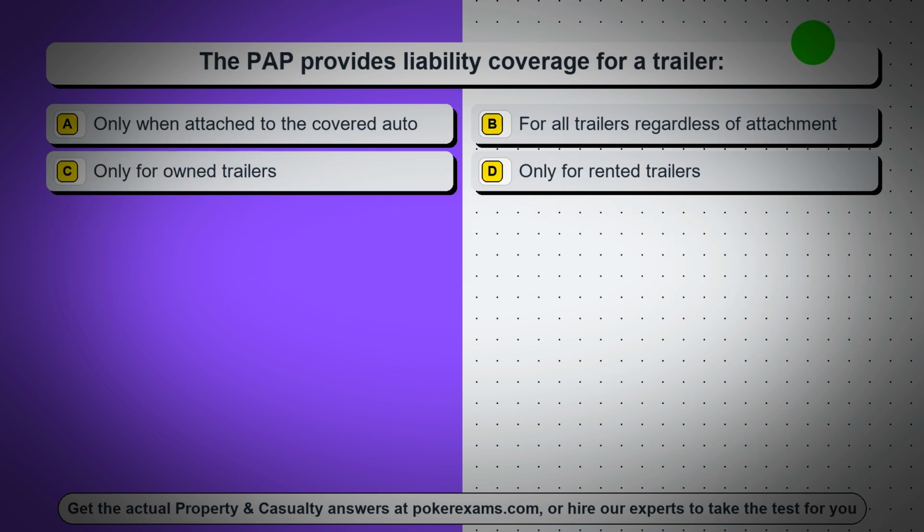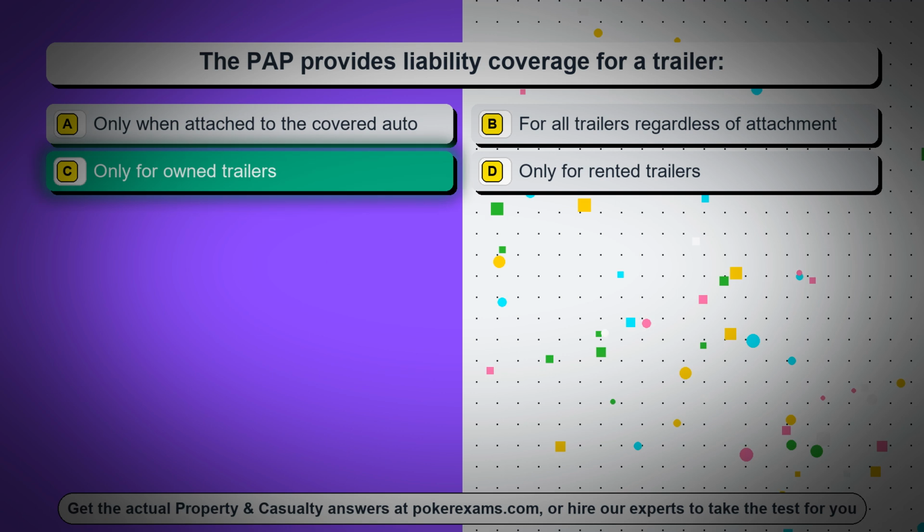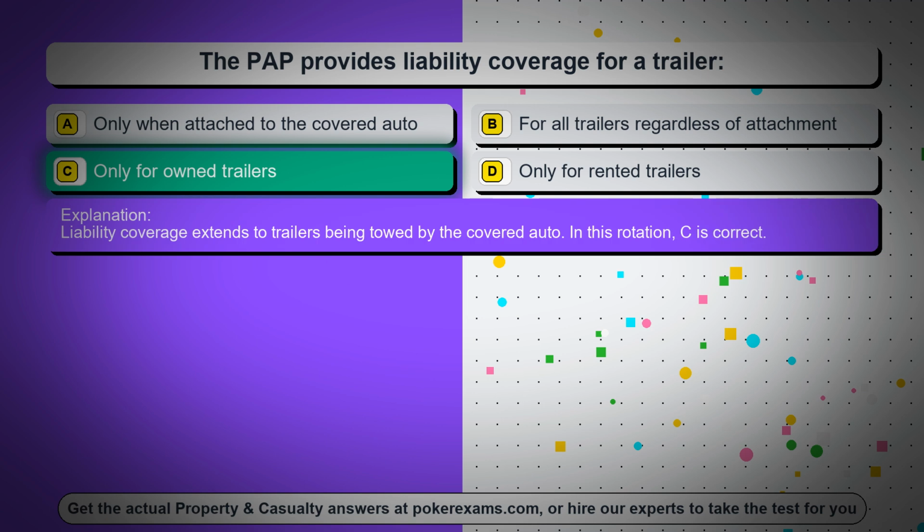Question 70. The PAP provides liability coverage for a trailer, option A, only when attached to the covered auto, option B, for all trailers regardless of attachment, option C, only for owned trailers, option D, only for rented trailers. The correct answer is option C, only for owned trailers. Liability coverage extends to trailers being towed by the covered auto. In this rotation, C is correct.